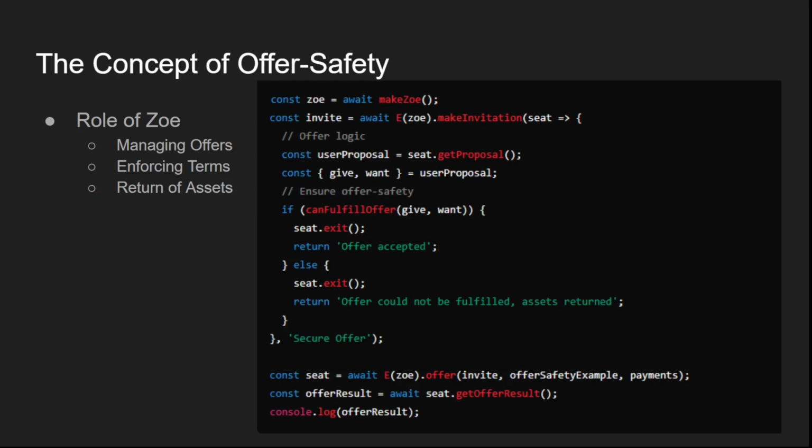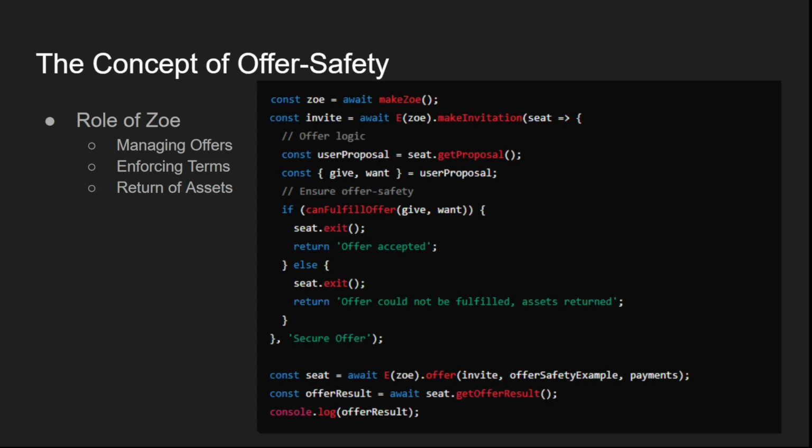Zoe is the contract framework in Agoric that enforces offer safety. Zoe manages offers and ensures that the terms of the contract are met or assets are returned to the user. Zoe handles the life cycle of offers, ensuring that they are processed securely. Zoe checks that the conditions of the offer are met before completing the transaction. And if an offer cannot be fulfilled, Zoe ensures that the user's assets are returned.